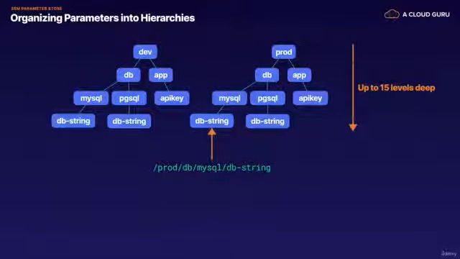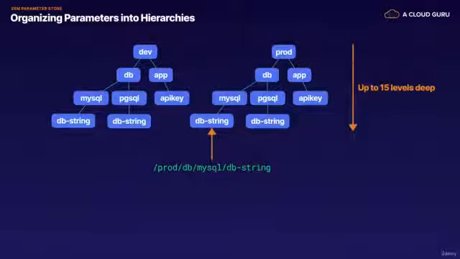So let's talk about organizing parameters into hierarchies. With Parameter Store, your data can be stored hierarchically, which means that you can build tree-like structures like you see here in the diagram. So in this example, we have two hierarchies, dev and prod, and these can represent your development or production environments. At each level of this hierarchical structure, we can retrieve data based on that level, so you can retrieve all the data for the entire prod tree if you want, or just the data for dev, db, MySQL. You can represent a position in the hierarchy using a path, like you see here, prod, db, MySQL, db-string.